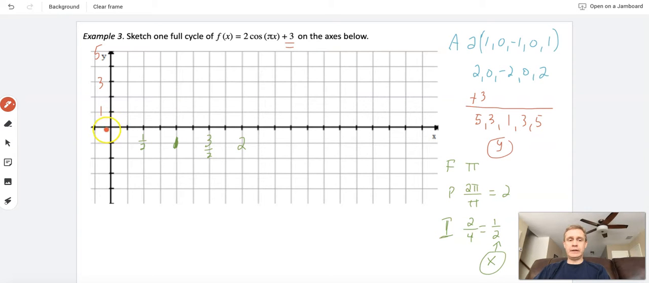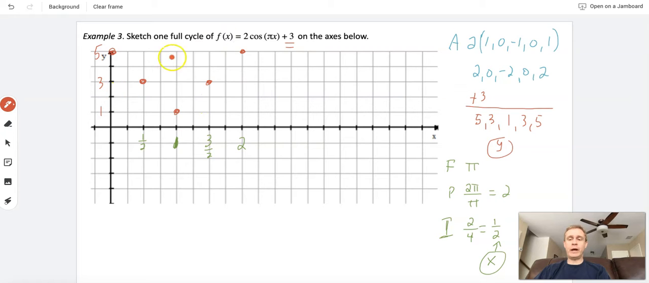On the y-axis, our first y value is going to be this 5, so I'll plot that point. At the next angle of 1/2, my y value there would be 3. At my next angle of 1, my y value there happens to be 1. At our next angle of 3/2, the y value there is 3. And at the last angle of 2, my y value there is 5.